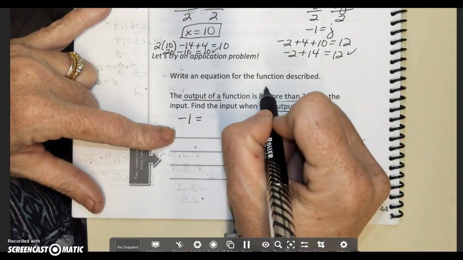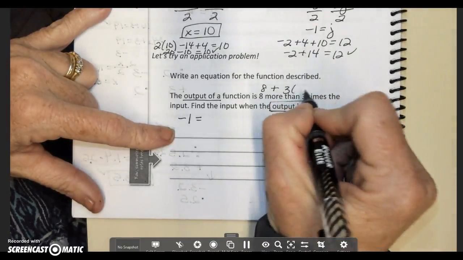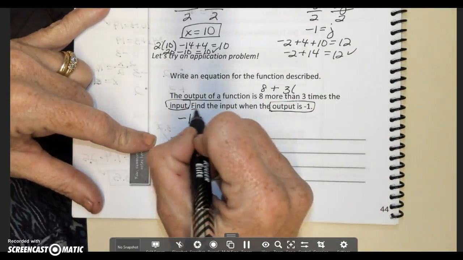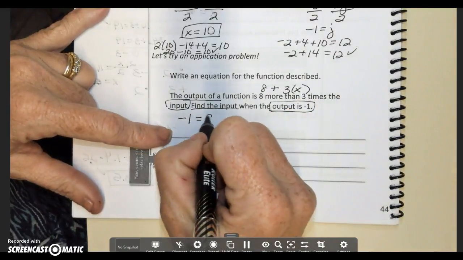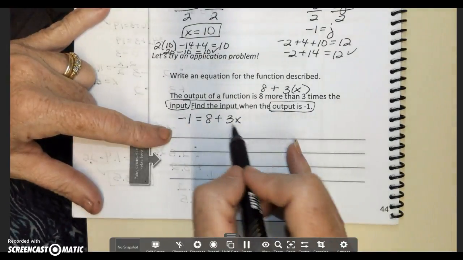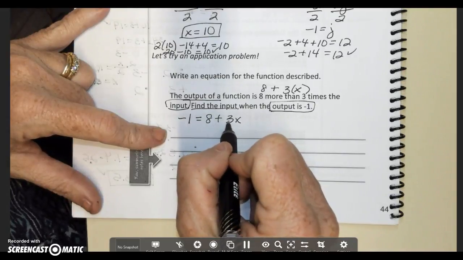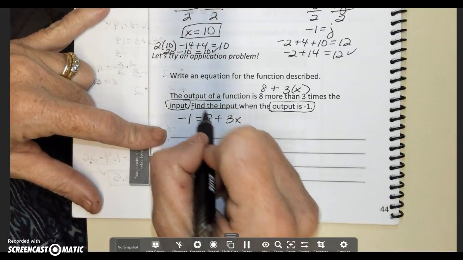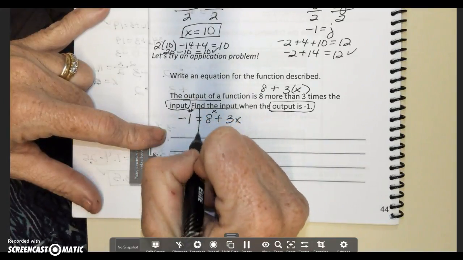8 more than 3 times, and we don't know what the input is, so that's what we're trying to find. So we're going to call that x. You can use whatever variable you want. 8 plus 3x. So now you're going to use your method that you have. Since the x's are already over here, I'm going to leave them there, and I'm just going to move anything that's a number to the other side. So numbers are coming over here, variables are staying there.